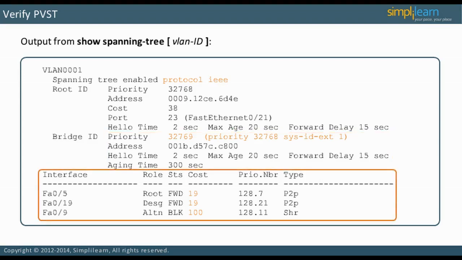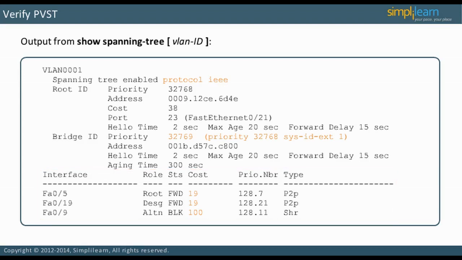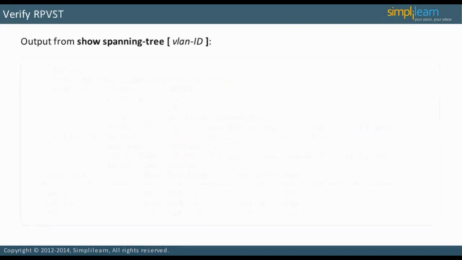Now let us look into the detailed information by interface. The port roles are listed. The root port, as we also saw above, is FA0/5. FA0/19 is designated and FA0/9 is blocking. The costs are listed by interface. FA0/9 is 10 megabits per second, and the other interfaces are 100 megabits per second, assuming defaults are used. In the following slide, let us discuss how to verify RPVST.